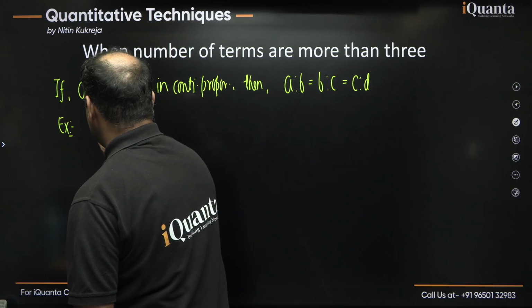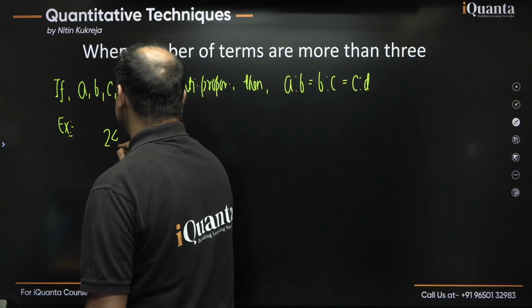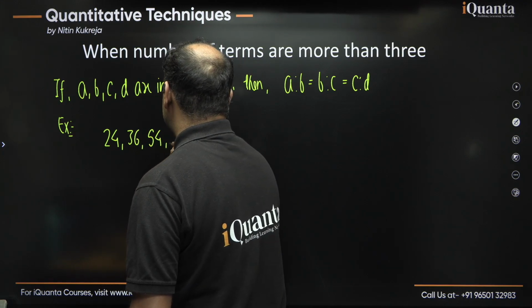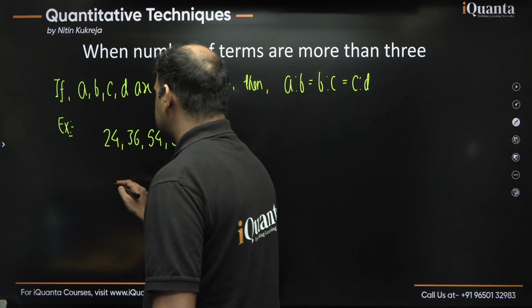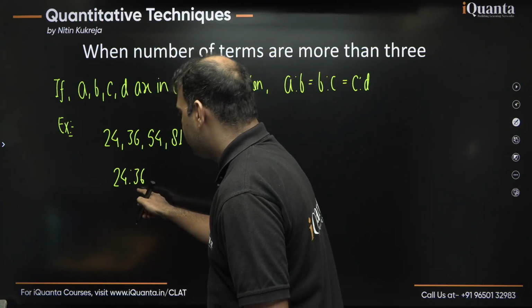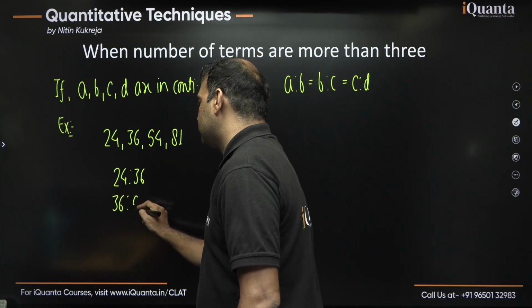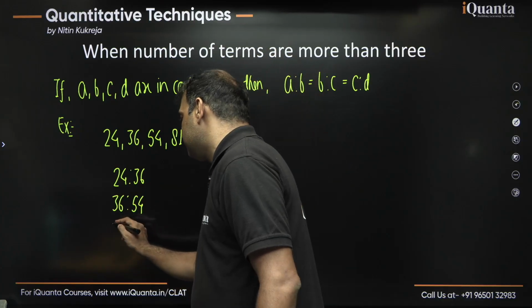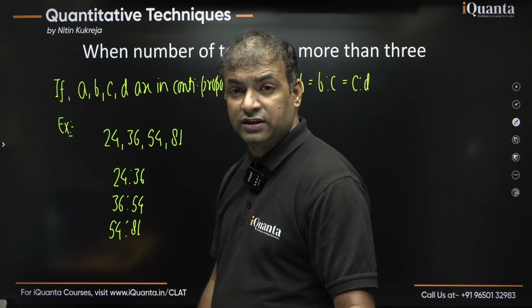Let me show you one example on this particular concept. Let's say we have 24, 36, 54 and 81. Let's check whether they are in continued proportion or not. So guys, first term and the second term written as a ratio, 24 is to 36. Now the consequent of the first should be the antecedent of the next, meaning 36 is to 54. Now the consequent of the second should be the antecedent of the next, that means 54 is to 81. Let's check whether these three ratios are the same or not.